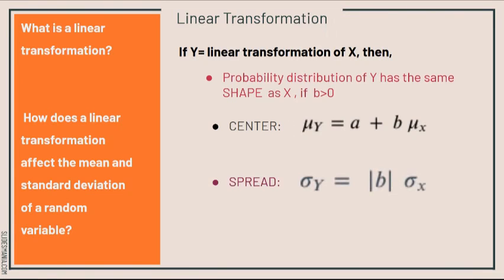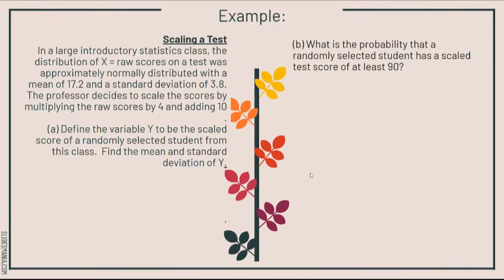But standard deviation, our spread, only changes by multiplying. Adding does not change standard deviation. So we're going to multiply by the absolute value of b, whatever b is. It has absolute value bars because we want to make sure it's multiplied by a positive b, since the spread wouldn't change with negatives. All right, now our last example.